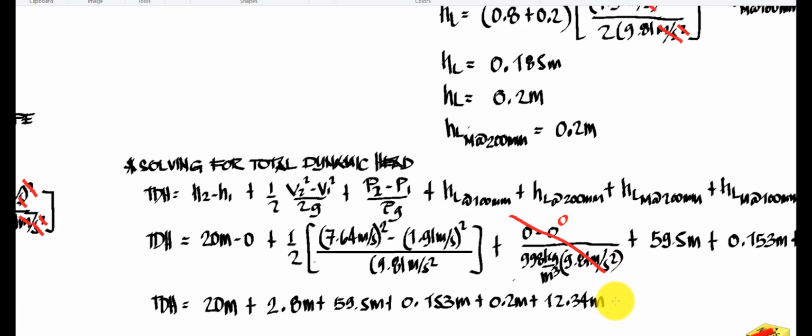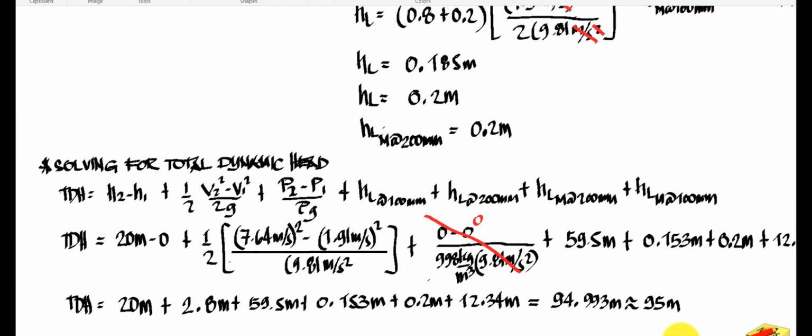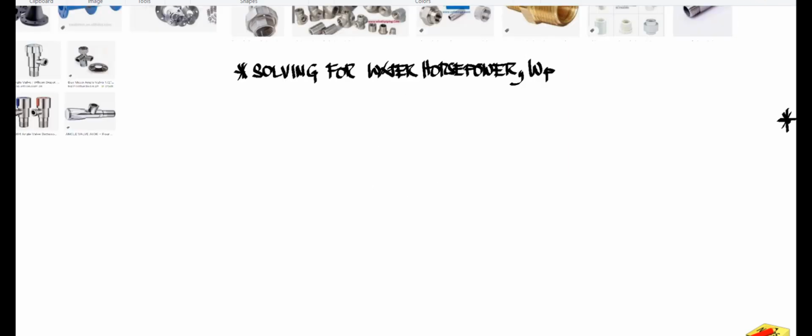Okay. So finally we have the value for the total dynamic head, let me place it here. The total dynamic head is equal to 94.993 meters. Let's round that off to 95 meters for the total dynamic head. Now solving for the water horsepower, our water horsepower is equal to the specific weight times the flow rate times your total dynamic head.